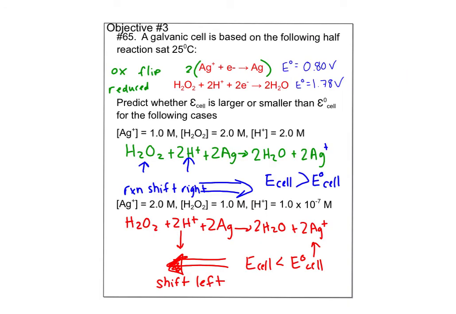All right, so hopefully you noticed that they were lowering a reactant, smaller concentration, and increasing a product. Both of those indicate we're going to shift to the left, which means your new E cell value is going to be less than your standard E cell value, because if we shift toward the reactants, that means less electrons are being transferred on the wire. So our voltage from this new E cell will be lower.